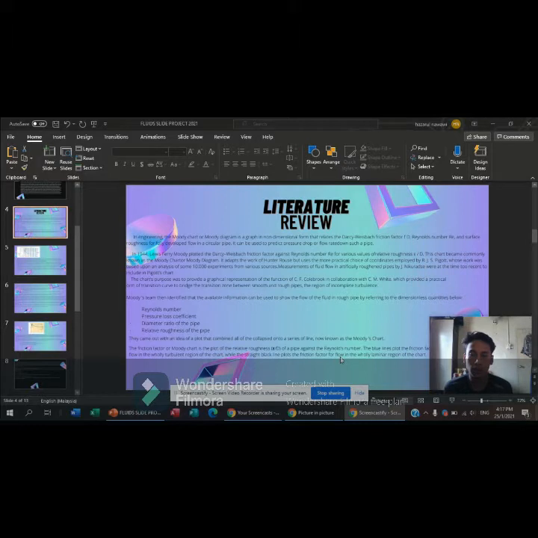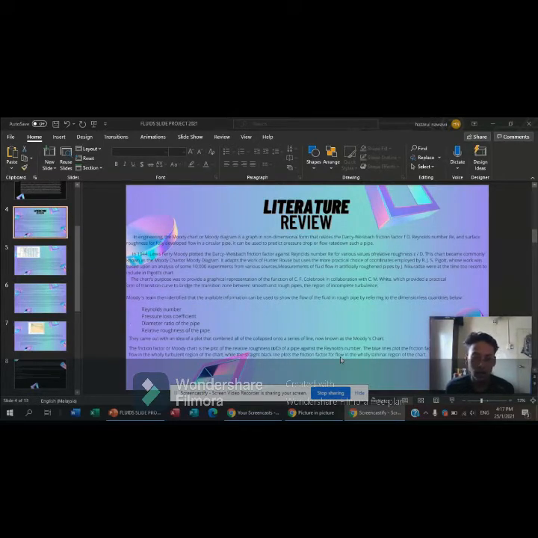Now I want to present the literature review. In engineering, the Moody chart or Moody diagram is a graph in non-dimensional form that relates the Darcy-Weisbach friction factor, FD, Reynolds number, RE, and surface roughness for fully developed flow in a circular pipe. It can be used to predict pressure drop or flow rate down such a pipe.